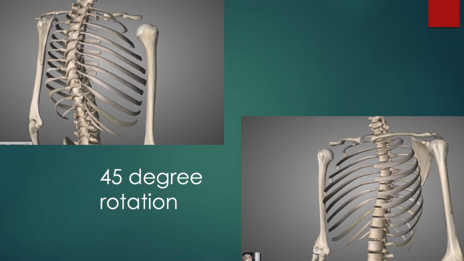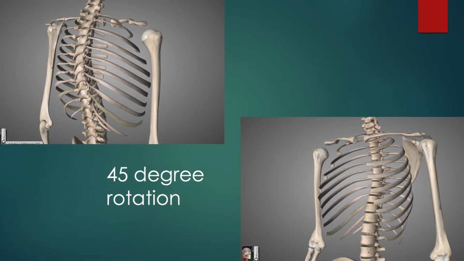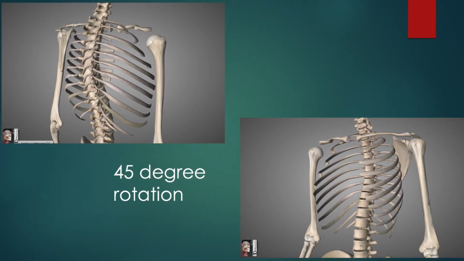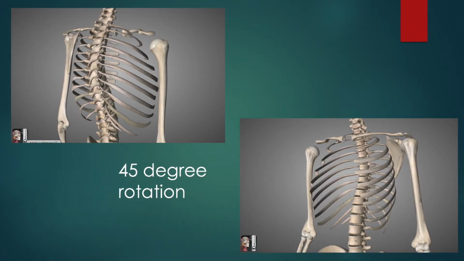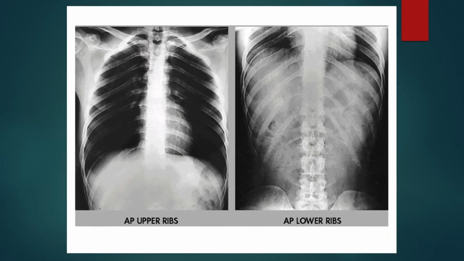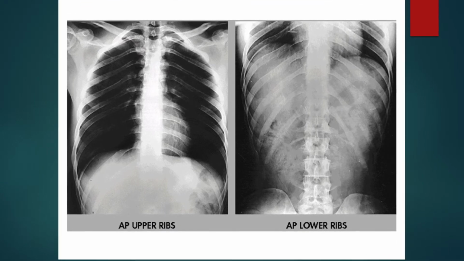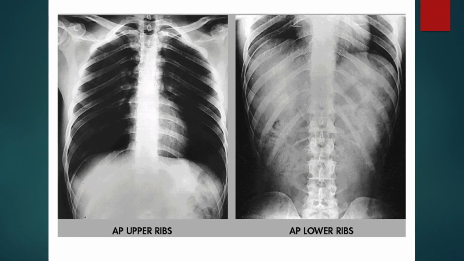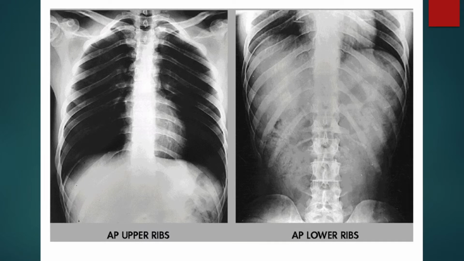So when it comes to obliquing your patient for both upper and lower ribs, you want to make sure that they're obliqued enough to elongate the ribs on their affected side. And one of the big things to remember, technique-wise, is that when you change from upper ribs to lower ribs, you're going to increase your technique for your lower ribs because you have more for the x-rays to travel through.